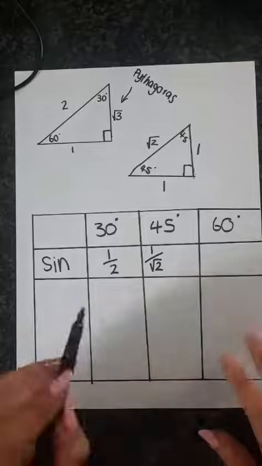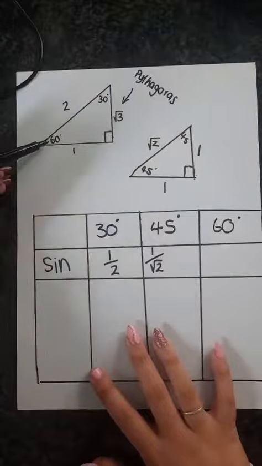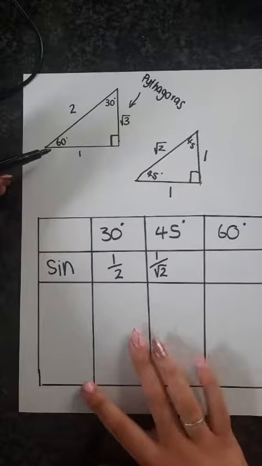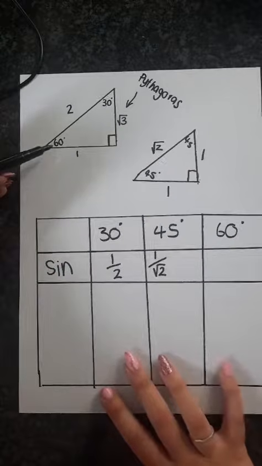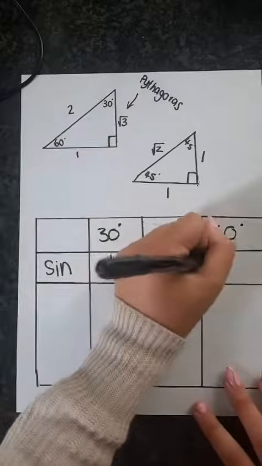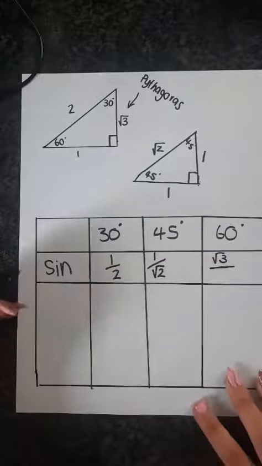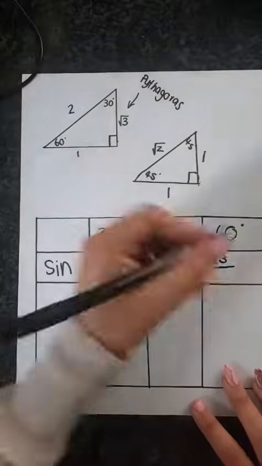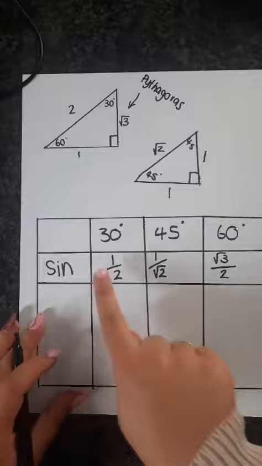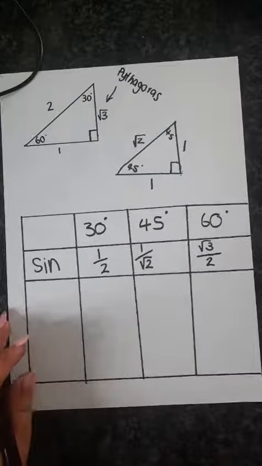Okay. Anyway, sine 60. 60 is opposite. So what's opposite the 60 in my special triangle over here? What is opposite the 60? Opposite the 60 is square root 3. And what is the hypotenuse? 2. Okay, so these fractions you need to know off by heart.